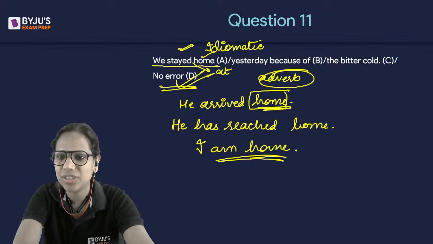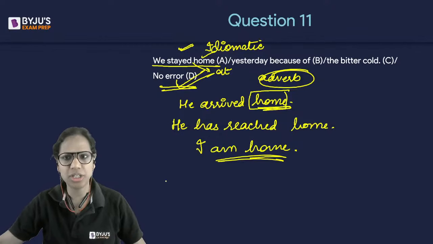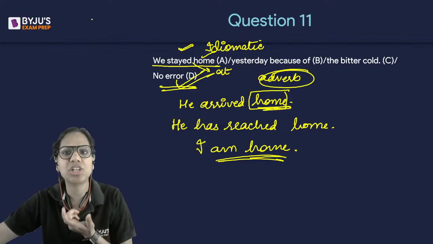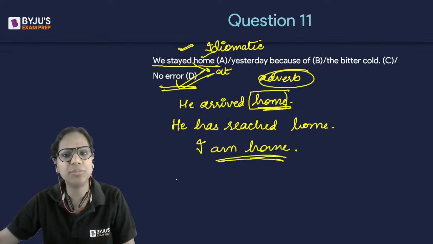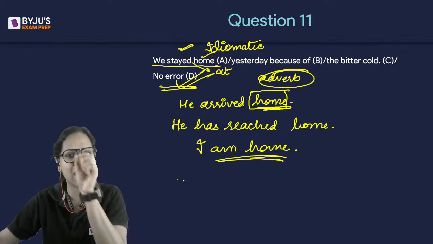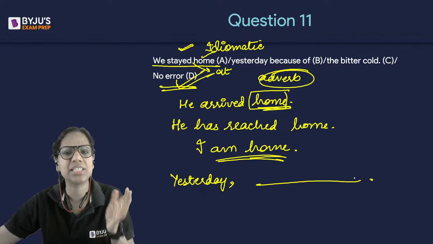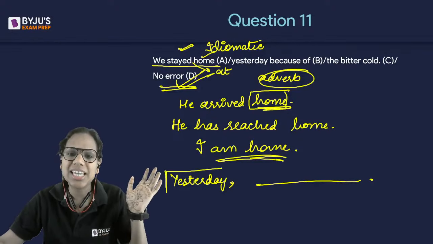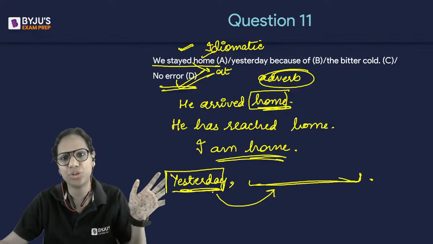ठीक है? Yesterday will be in the beginning. Yesterday can be put in the beginning. That is not incorrect, right? So when we have such expressions of time, tomorrow, yesterday, earlier, they can be put in the beginning, also before the sentence begins. I can say yesterday and then a comma. And then the main sentence begins. Yesterday, we stayed home because of the bitter cold. So, this yesterday then modifies the entire sentence. That see, all of this happened yesterday. That is what it would mean.